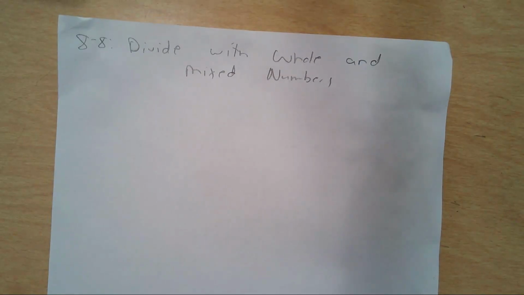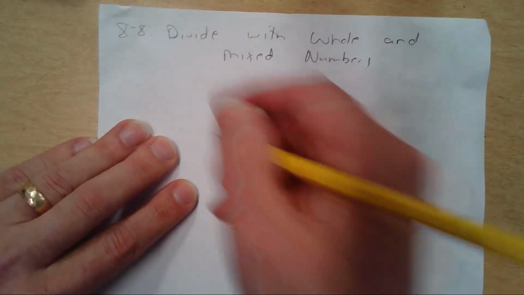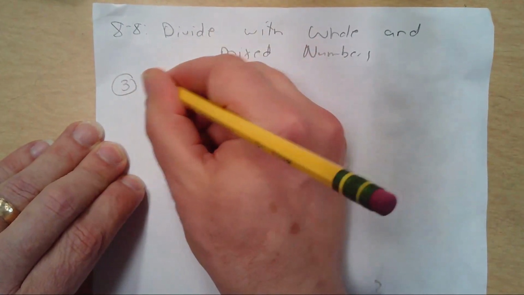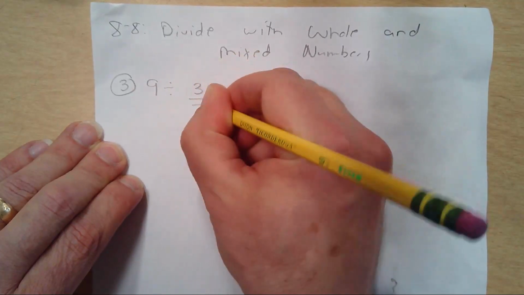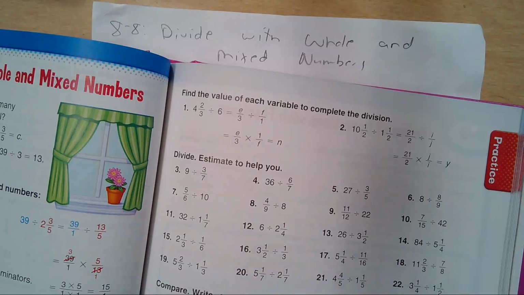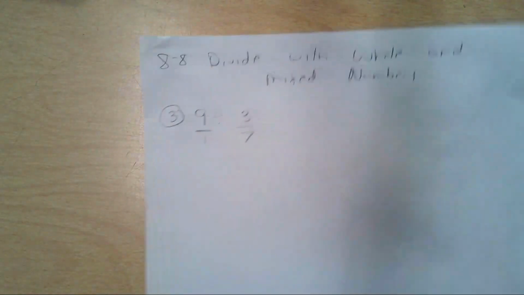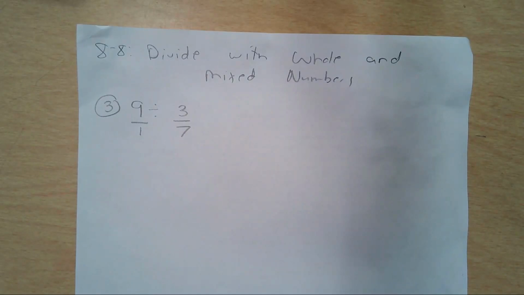I'm just going to start right up here, number 3. And we'll go through the process here. So 9 divided by 3/7. This one is pretty straightforward. But we know with any whole numbers, what's our move here? Right, always put them over 1. We do that to get them in fraction form, and we do that so it's easy to cross simplify.